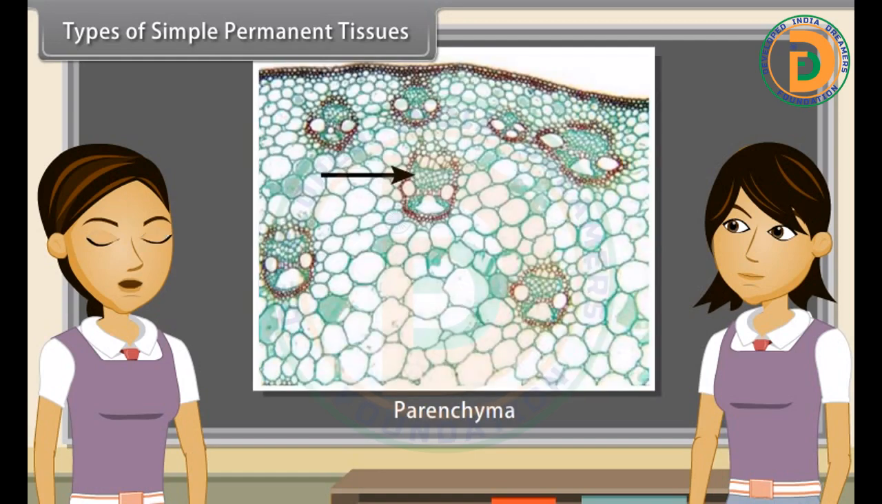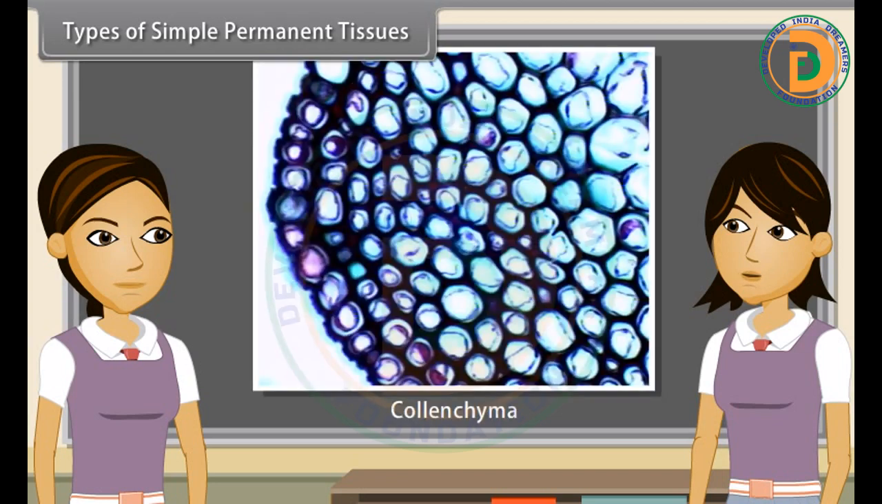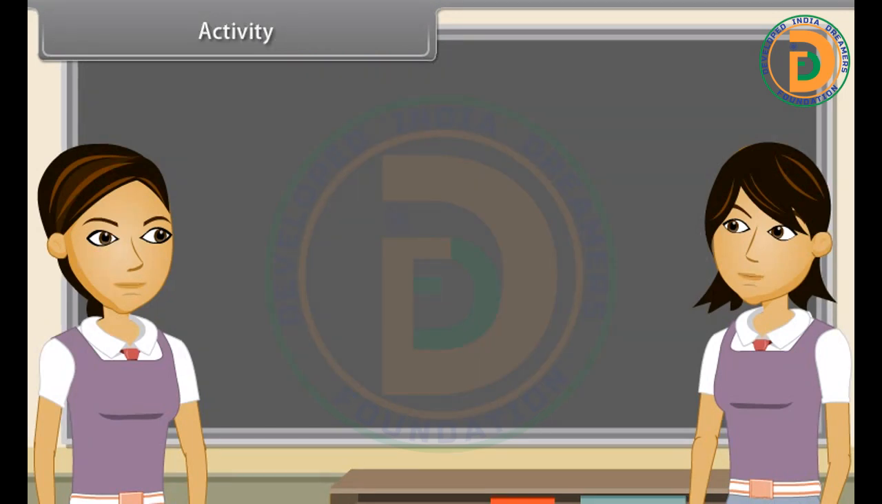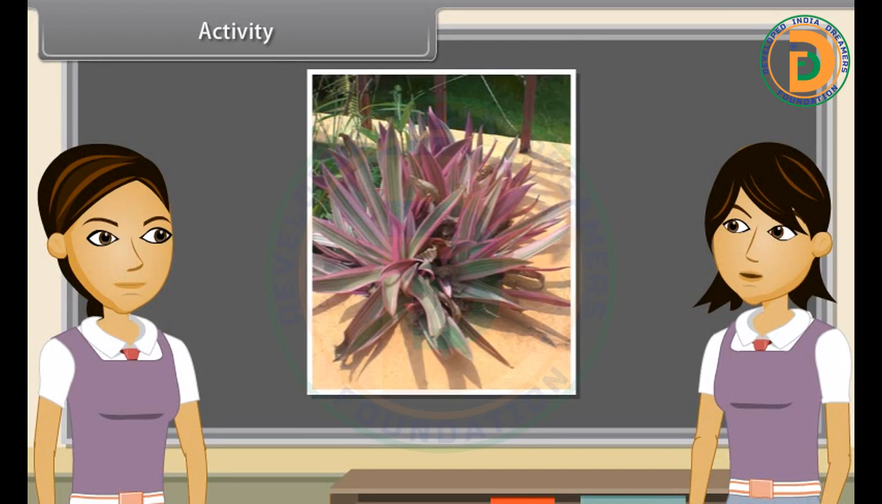Parenchyma is made up of cells with thin primary walls that retain their protoplasm. Collenchyma is made up of cells with thick primary walls that retain their protoplasm. Sclerenchyma is made up of cells with lignified secondary walls that have lost their protoplasm at maturity, that is, are dead. Activity. With the help of another activity, we can find out various layers of cells in a leaf.